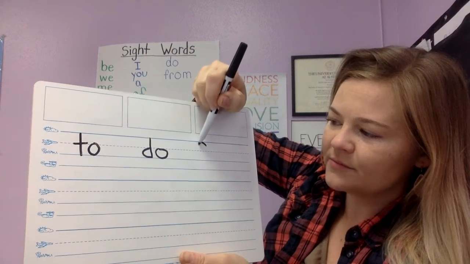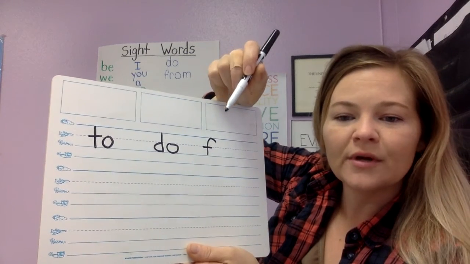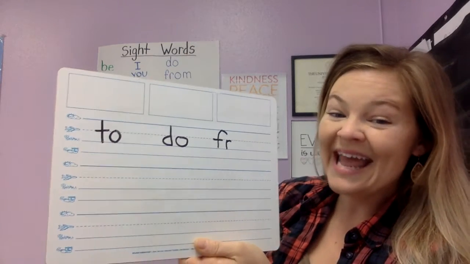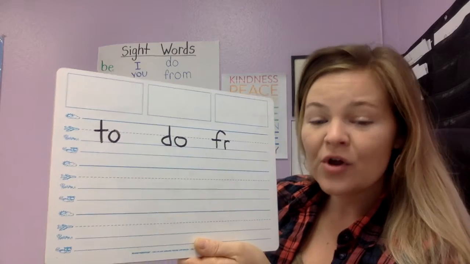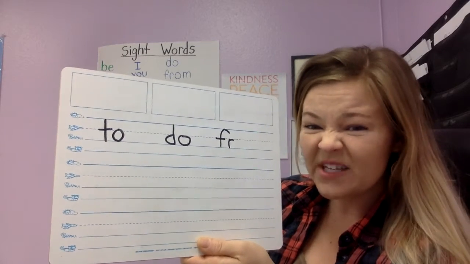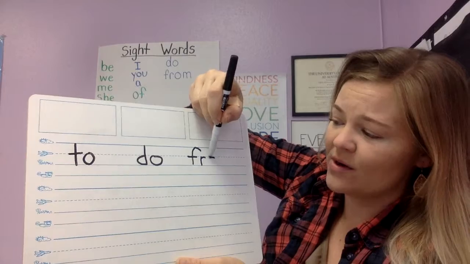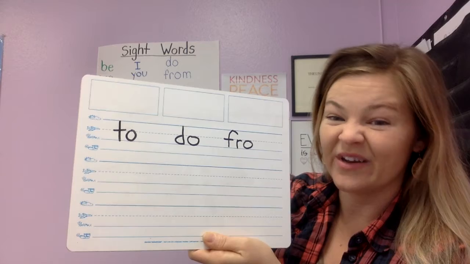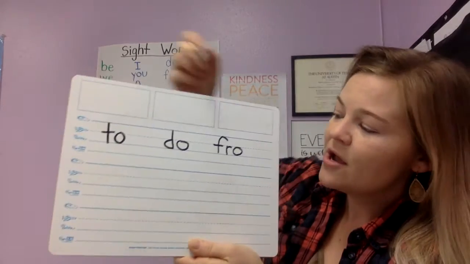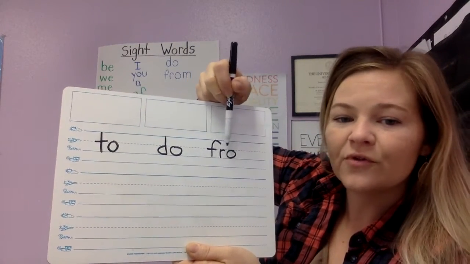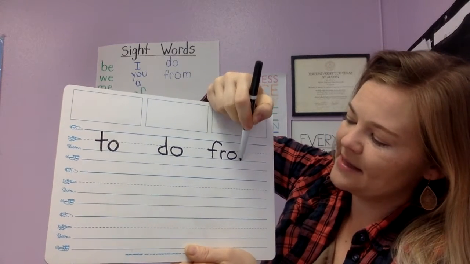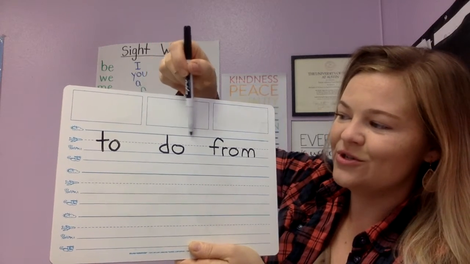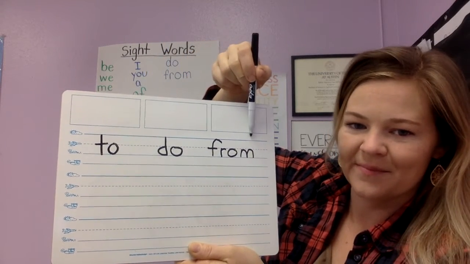That's an F. Fr. That's an R. All right, so next, this is when it gets a little tricky. Sounds like it should be a U, right? But it's an O. We just have to remember that the word from is spelled with an O and not a U. From. That's an M at the end. So our 2 new sight words this week were do and from.